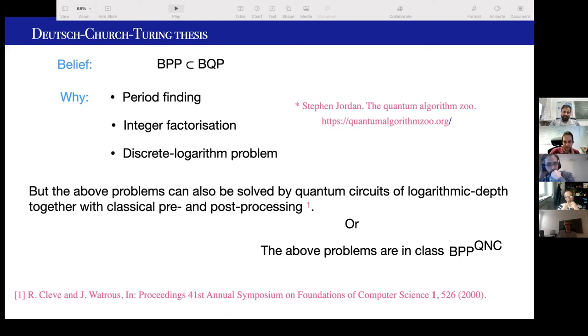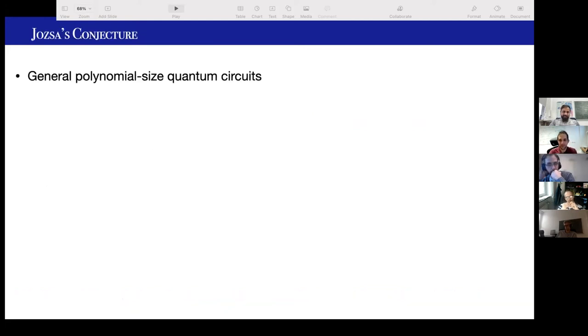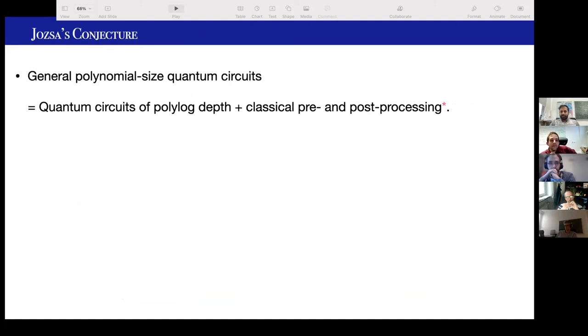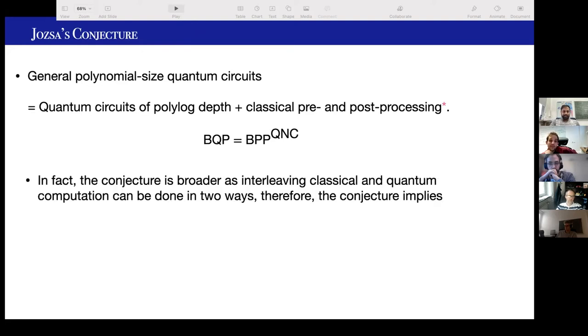So after this result in 2006, Jozsa came up with a conjecture that instead of having a general polynomial size circuit like a BQP machine, you just have a quantum circuit of polylog depth and you allow classical pre- and post-processing. Polylog depth is just log to the power of some constant. In other words, he was conjecturing that BQP is nothing but BPP to the QNC. So you don't need to build a polynomial time quantum computer. It will be sufficient if you just have a QNC circuit. This is interesting. And in fact, since we can interleave classical and quantum in two different ways, the conjecture is more like proving that BQP is either QCD or CQD or both, where D is now logarithmic. So this is polylog.